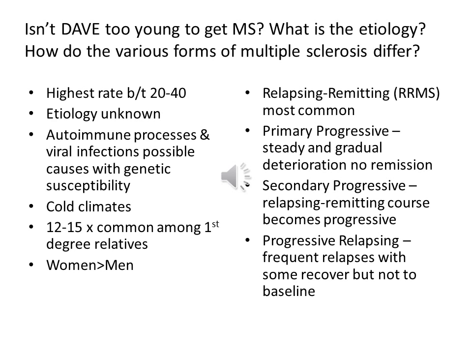Progressive relapsing MS is characterized by frequent relapses with some partial recovery, but not a return to baseline. Progressive cumulative symptoms and deterioration occur over several years. The most common is the relapsing remitting multiple sclerosis.